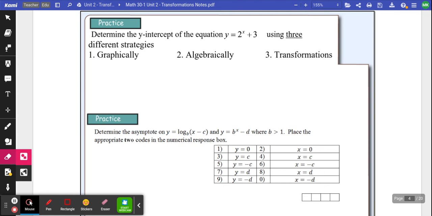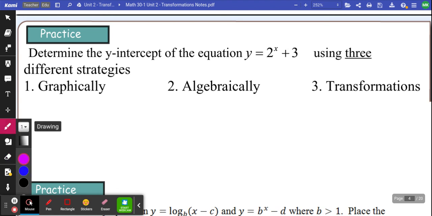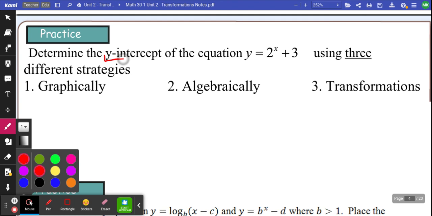Yeah, no, that's right. I see what it's asking. Let's do algebraically first, because that's the easiest one. How do you algebraically find the y-intercept of something? Yeah, good. I did teach you something last unit. If they ask for the y-intercept, that means x equals 0. So algebraically, that means go to your equation and change x to be 0.